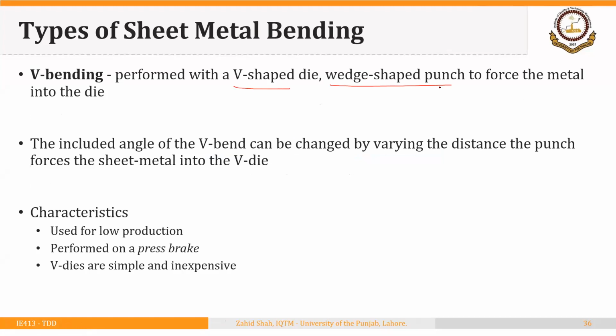The included angle of the V bend can be changed by varying the distance the punch forces the sheet metal into the V die. We will see this point in the video as well as in one of the figures in the following slides. V bending is used for low production. It is generally performed on a press brake, and V dies are simple, inexpensive, and easy to use.